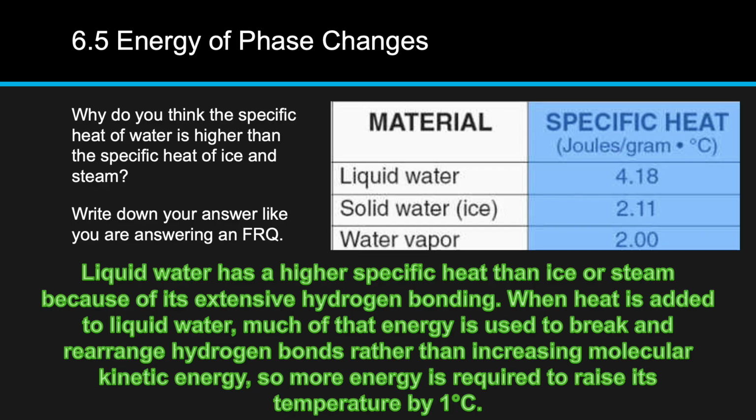This is an example response that you could give that kind of sums up what we did on the last slide. So essentially, liquid water is going to have a higher specific heat because of its extensive hydrogen bonding. When heat is added to liquid water, a lot of that energy is going to be used to break and rearrange hydrogen bonds rather than increasing the average kinetic energy. So more energy is required to raise liquid water by 1 degree Celsius.